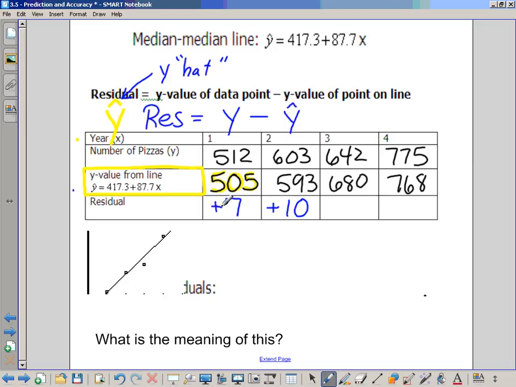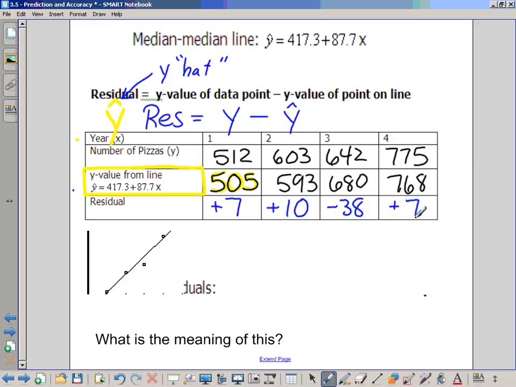In year 3, did you get a negative? We sold 38 fewer pizzas than we should have according to our line. It was a bad year. Maybe the weather was bad, not sure. This wasn't a good pizza year, all right? In year 4, 775 minus 768 is 7.